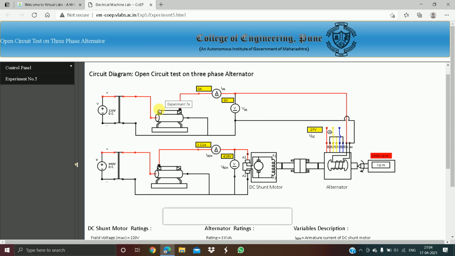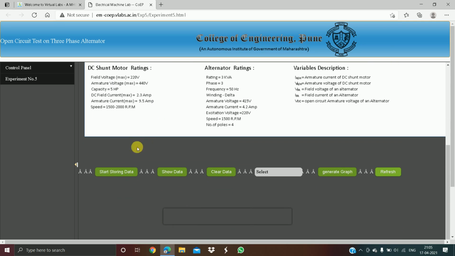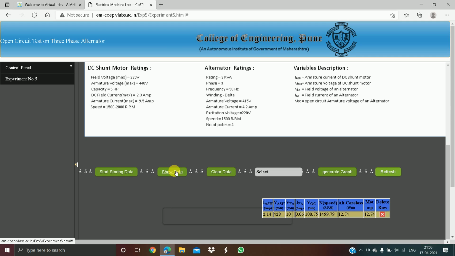And now by varying the field excitation rheostat, we can check the graph between the output voltage and the field current, until it exceeds the rated voltage. Set some value. Now start storing the data and click show data, and you can see the table here below.